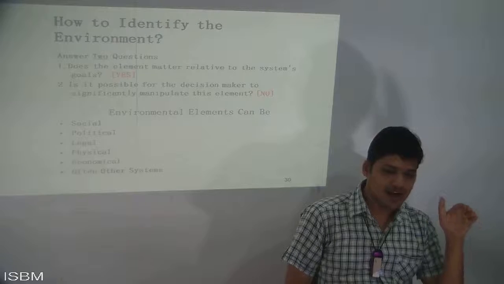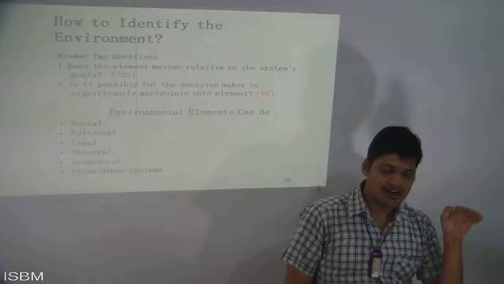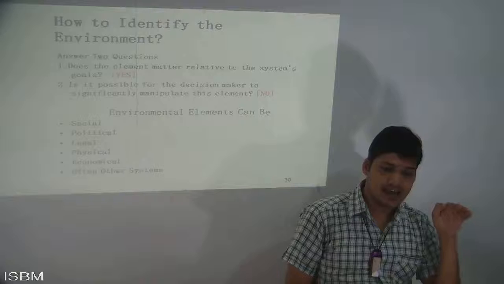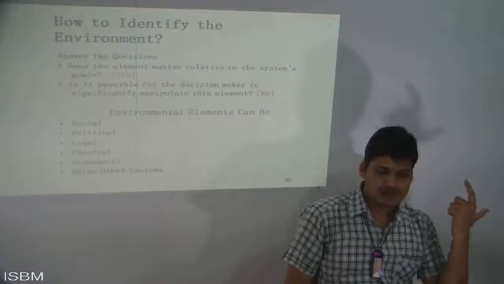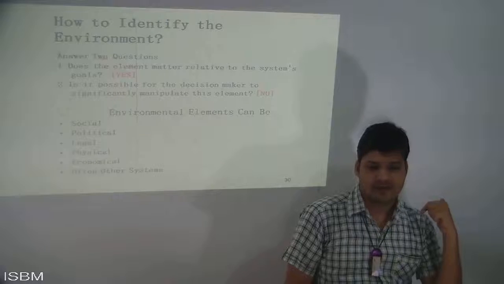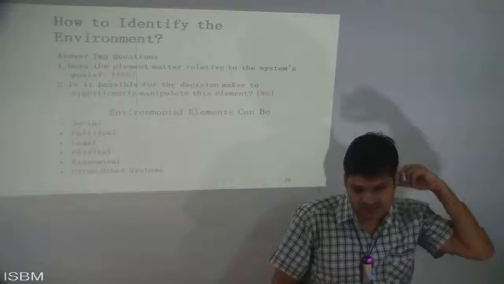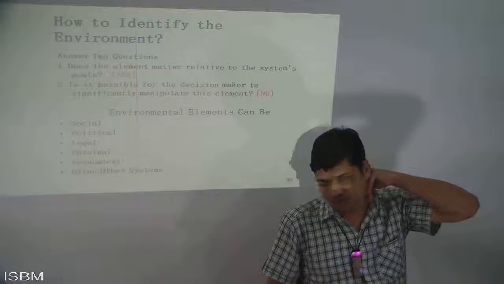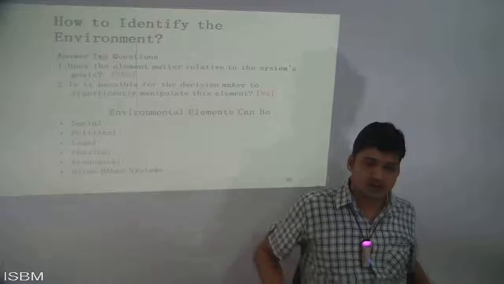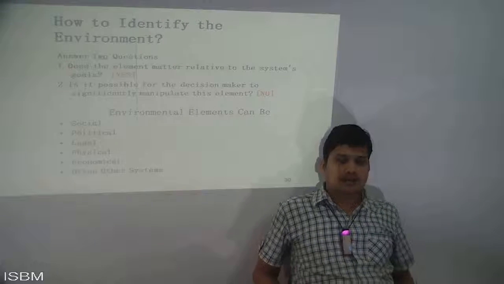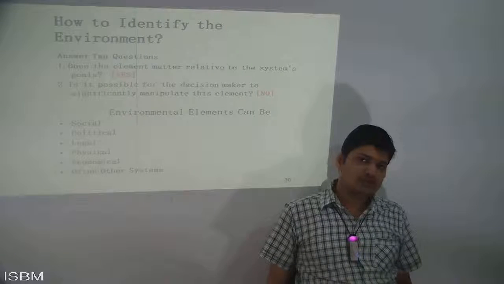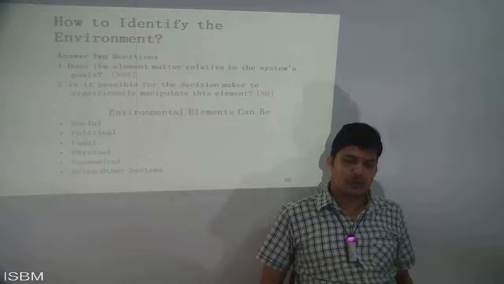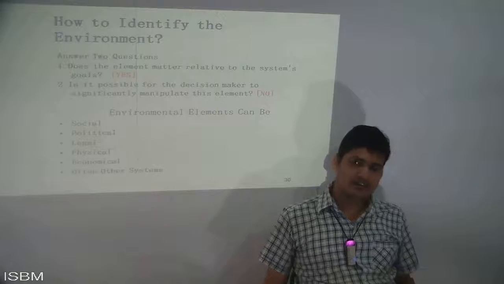The same thing is written over here: does the element matter related to the system? Yes. Is it possible for the decision maker to manipulate this element? We cannot do it. No one can do it. You cannot buy your way out. If Maggie has been banned because of legal issues, you can't do anything. You have to ban Maggie because that is a rule.